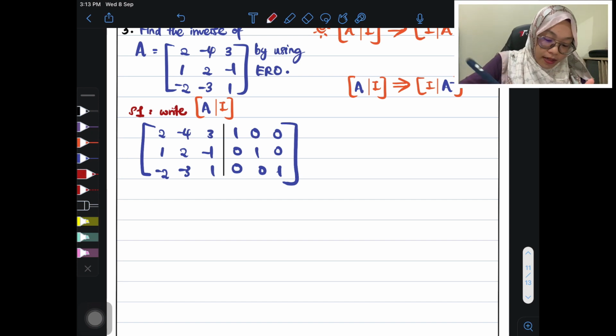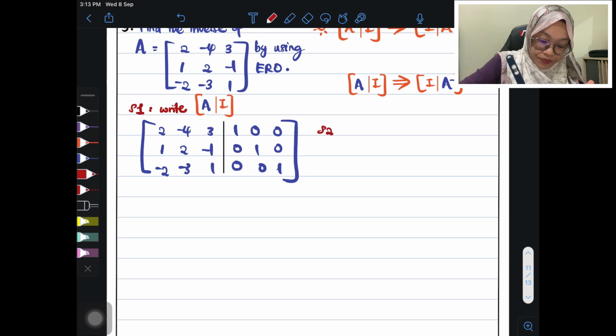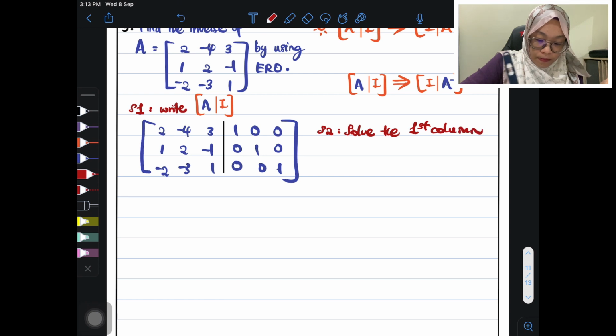And so the second step, here we go. Second step, saya tulis di sini. So the second step is solve the first column. Okay, solve the first column. So nak solve yang mana, miss? First column yang mana? First column is this one. This is the first column. Therefore, you just look at the first column only.